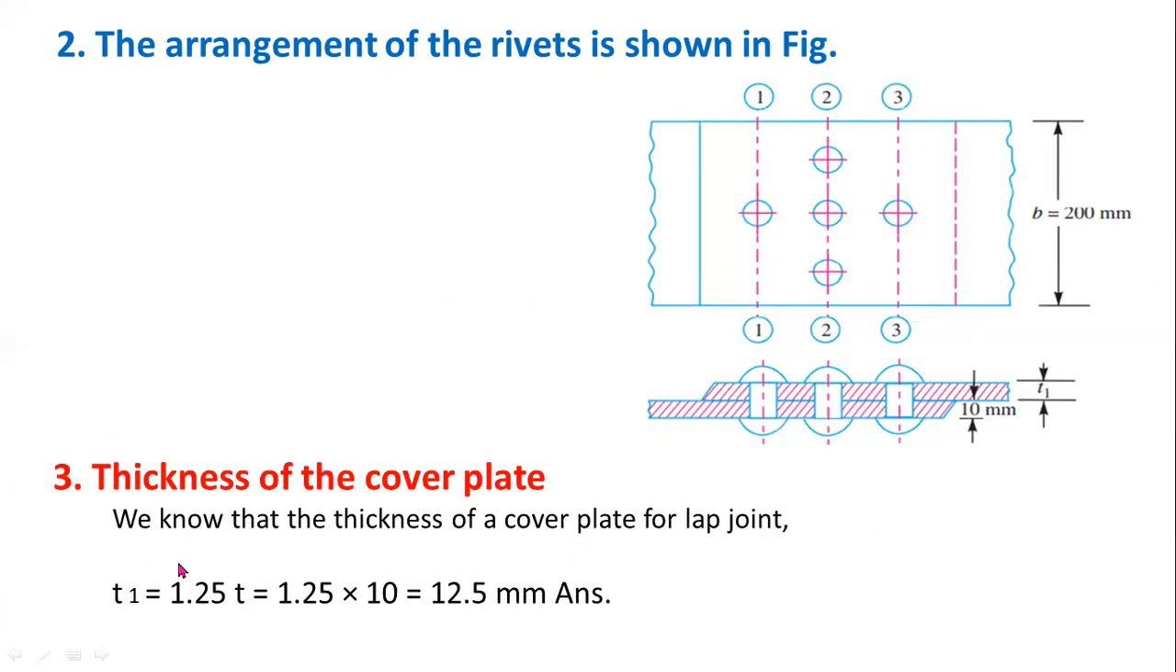In the third step, you have to determine the thickness of the lap joint. T1 is the value of the thickness of the lap joint. T1 equal to 1.25 T, since for a single strap you have to consider 1.25 T. So 12.5 mm is the thickness of the lap joint.